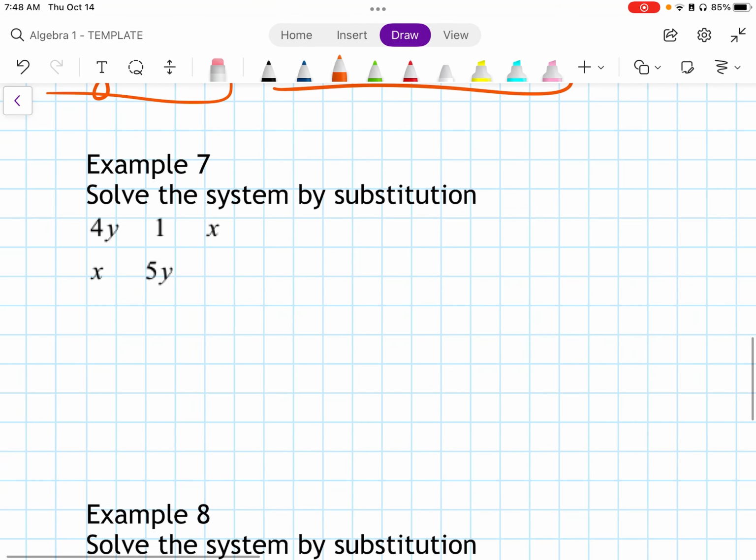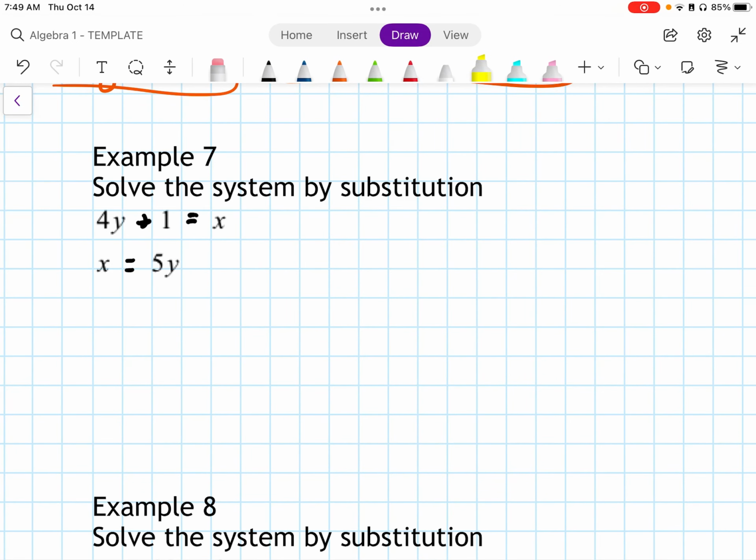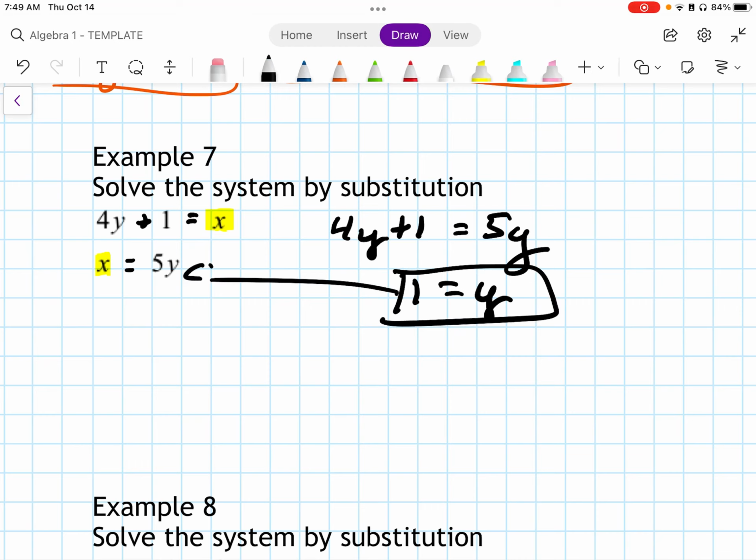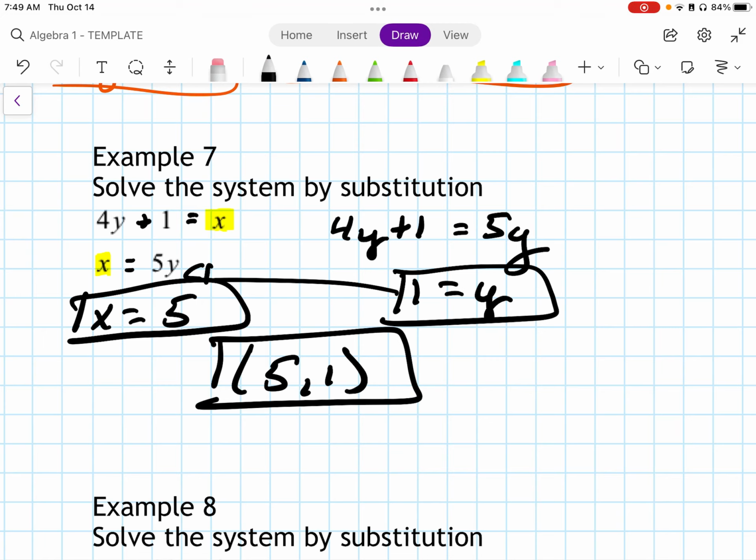Example 7. This is 4y plus 1 equals x, and x equals 5y. This one's kind of nice. Both of them are x equalses. So I'm going to plug them into each other, and I would get 4y plus 1 equals 5y. So 1 equals y whenever I subtract there. And then I'm going to plug into this bottom equation, and I get x equals, well, 5 times 1 is just 5. So my point is 5, 1. That one was pretty easy there.